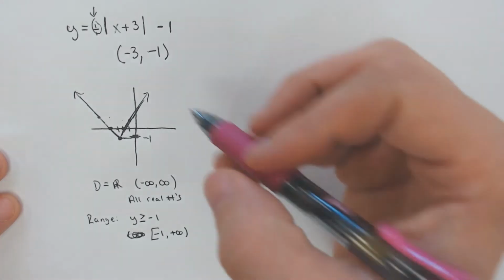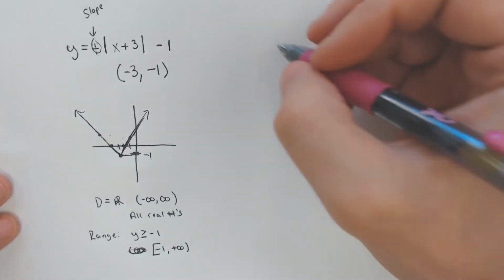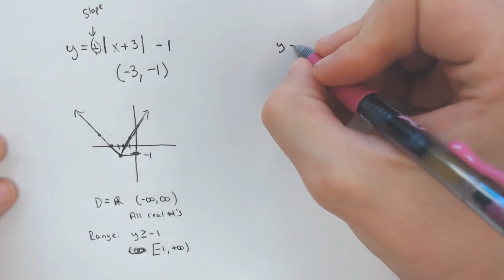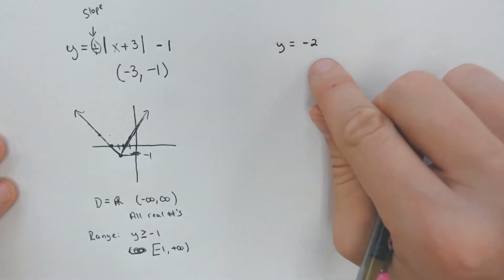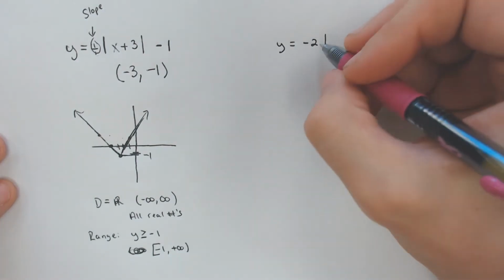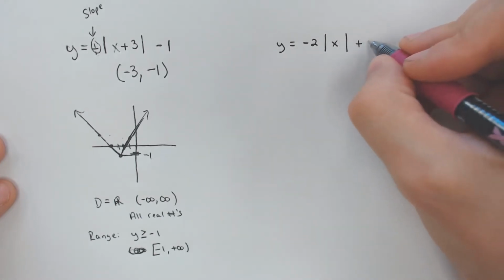So let's graph another one, and let's deal with the slope a little bit differently. So let's say that we have y equals a negative 2. So the slope's going to be negative 2. Absolute value of x, and let's do plus 4.